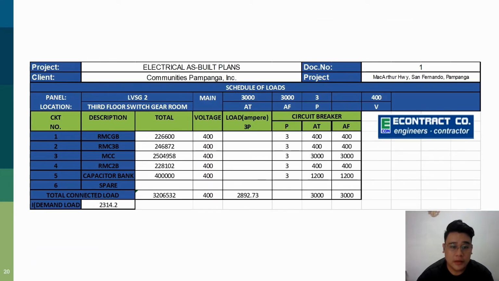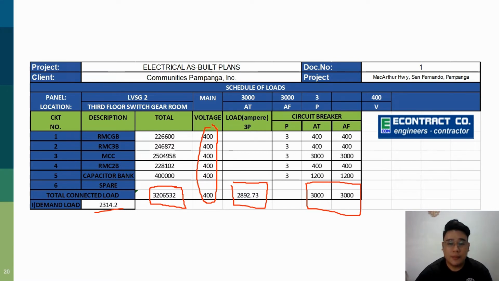Here is the LVSG2. Ang summary na naman po ng ating LVSG2. So, ito ang ating total connected load, which is ang hinighlight ko kanina, 3206532. Ang nakuha nating current demand load is the 2314.2. Siyempre, 400 volts all throughout yan. Tapos, ito ang meron ng kasamang circuit breaker protection, which is naka 1.25. Yan. Kaya ang gagamitin natin dito ay 3,000 ampere trip and 3,000 ampere frame. Which is, yun nga, na-calculate natin.